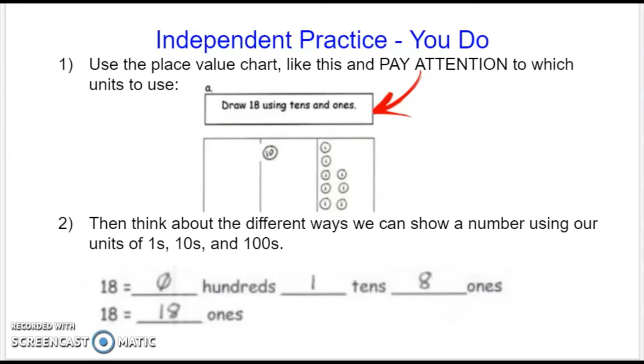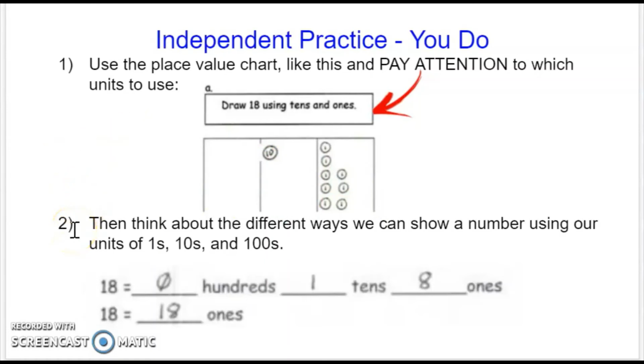All right, my friends, as you get ready to move into your independent practice problem set and your exit ticket, I want you to keep these 2 things in mind. Number 1, use the place value chart just like this and pay attention to which units to use. For example, I did the first one for you. It says to draw 18 using 10s and 1s. 10s and 1s are the units I will be using for this place value chart. So again, pay attention to which units to use.